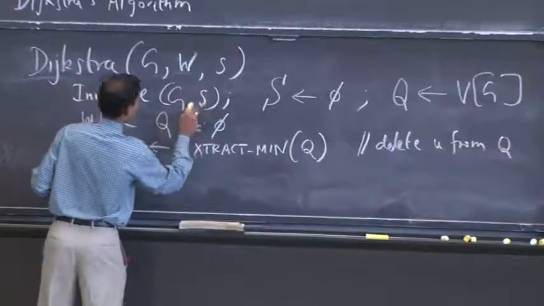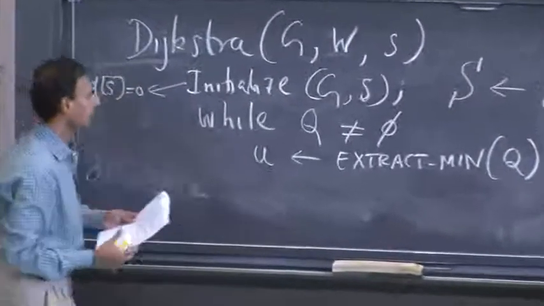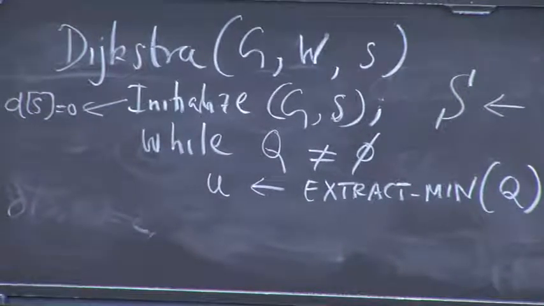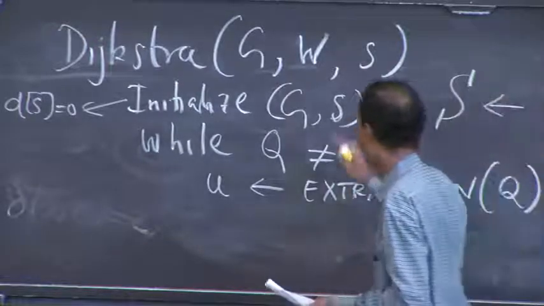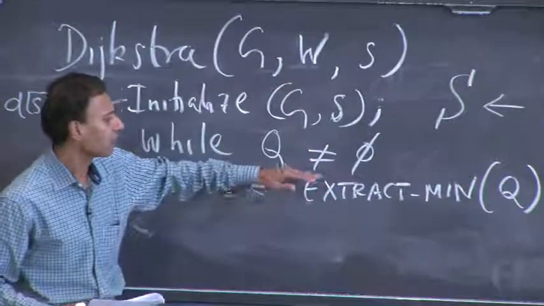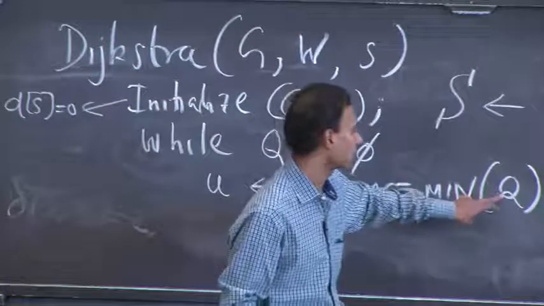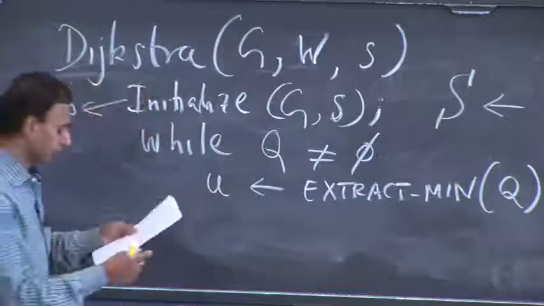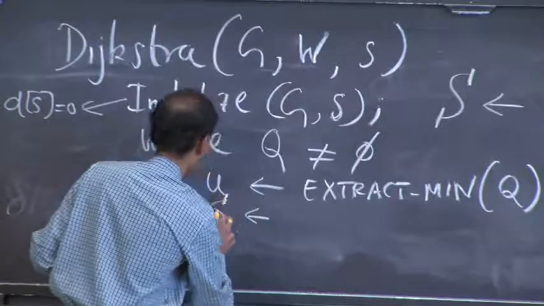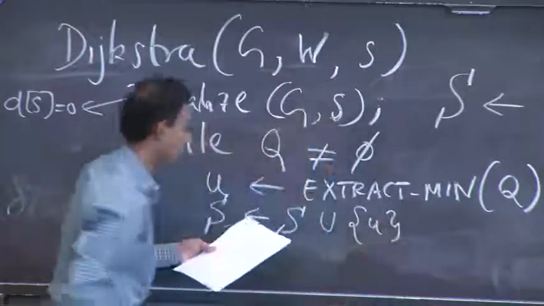And this initialization, with a small s here, is going to set d of s to be 0. That's all this initialization does, because that's all we know. We have a starting vertex, and we know that the shortest path to the starting vertex from the starting vertex is 0. So all of the other ones have infinity values. At this very first step, it makes sense that extract min Q is going to pull the starting vertex small s out and assign it to this u value. And we're going to set capital S to be capital S union u.